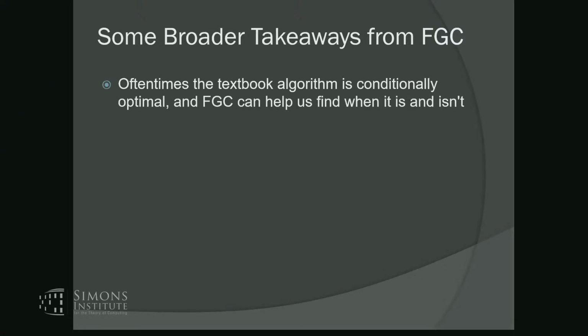Okay, so what I want to start with first is some broader takeaways from fine-grained complexity, since this is the boot camp, the introduction to fine-grained complexity. Some of these will appear later, and this is a preview of what I view as some of the broader takeaways. The first one, which Virginia mentioned, is that oftentimes we find that the textbook algorithm turns out to be the optimal one. But there are, of course, cases where the textbook algorithm is not the optimal one, and fine-grained complexity can also help us figure out when that's the case.